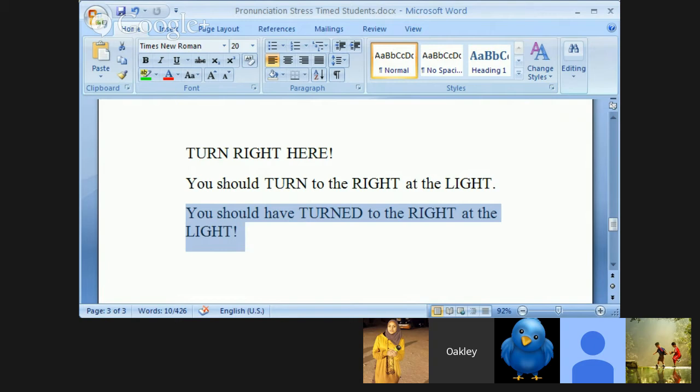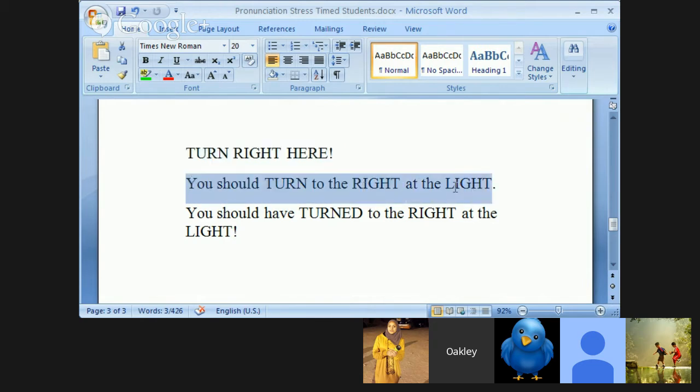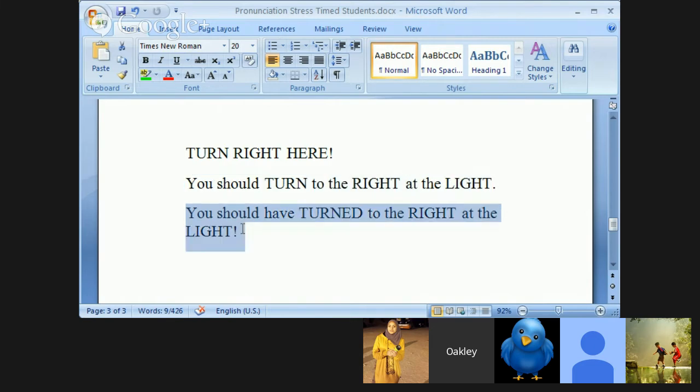Emmanuel, just give me a shout out if it's working for you. Okay, Nader, are you able? Yeah. Okay, you give it a try. Turn right here. You should turn to the right at the light. Okay. You should have turned to the right at the light.